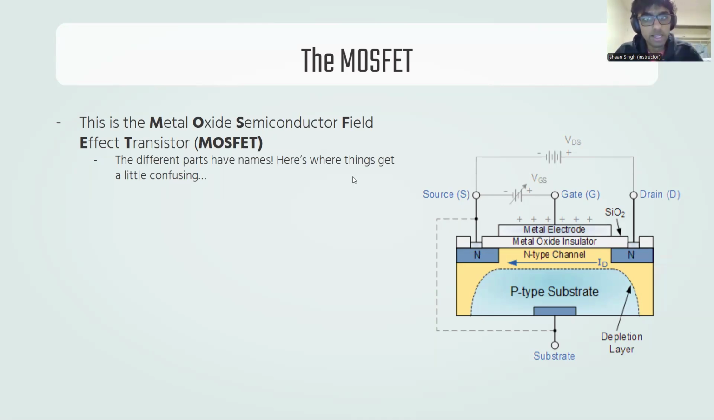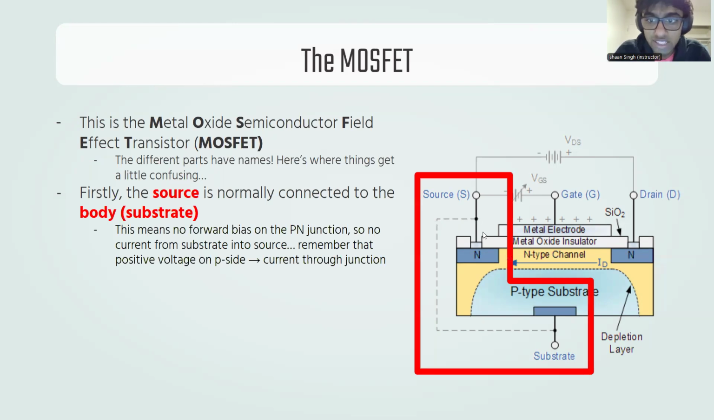Okay. So now these different parts have different names. Let's just break it down bit by bit. This thing on the left is the source. That left corner we call the source for the transistor.